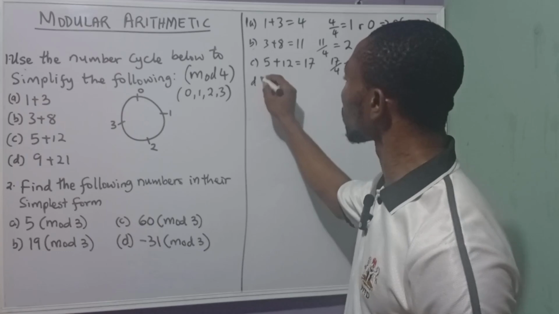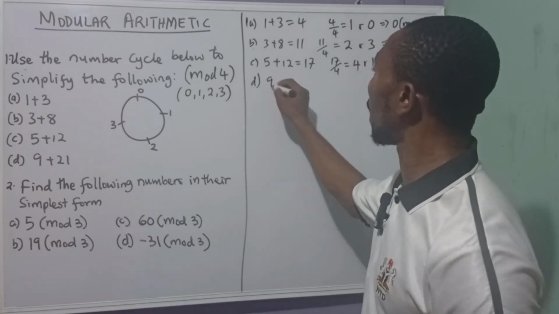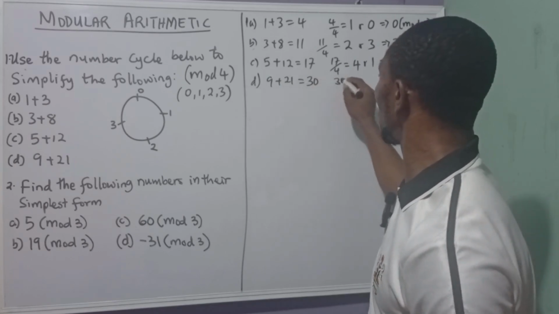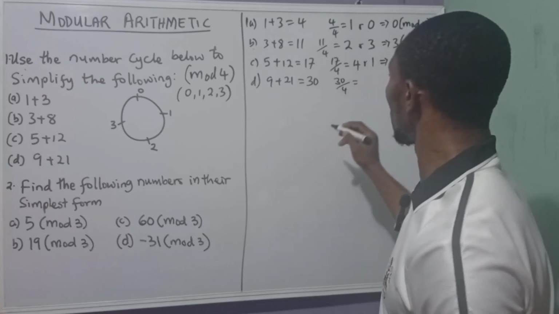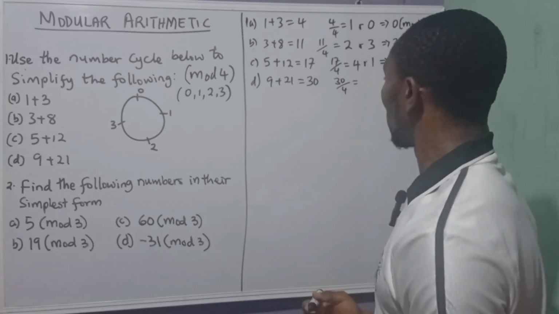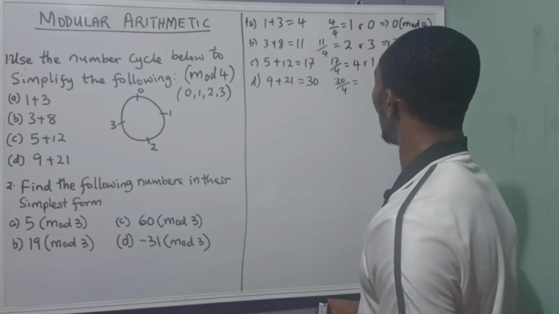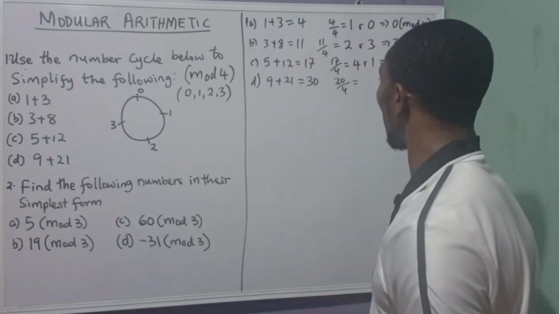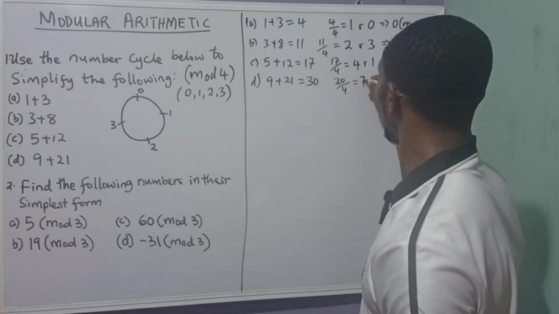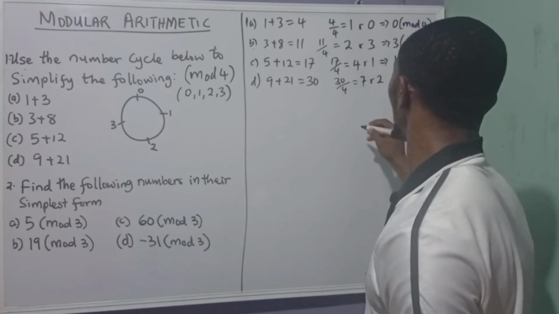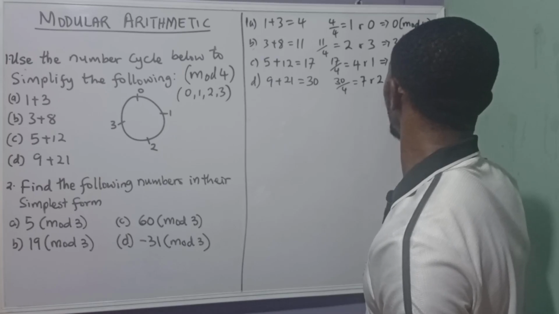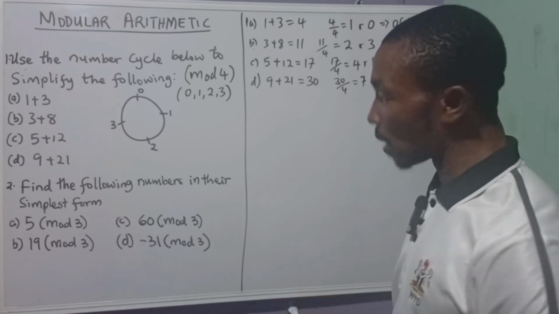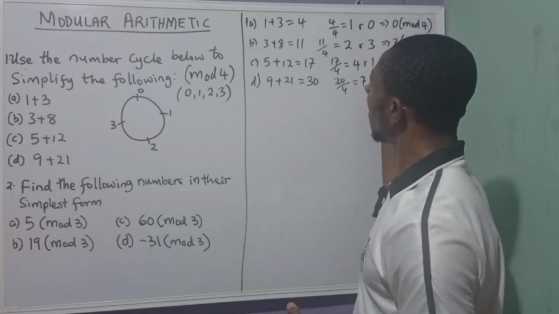And D, which is 9 plus 21, gives us 30. 30 over 4: 4 times 5 is 20, 4 times 6 is 24, 4 times 7 is 28. So this gives us 7 remainder 2, which is 2 mode 4.